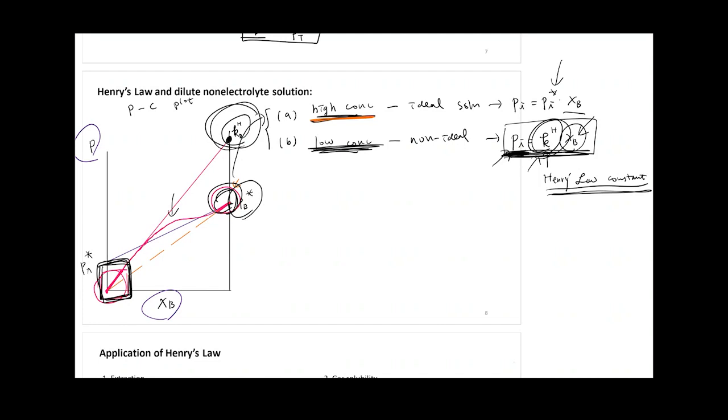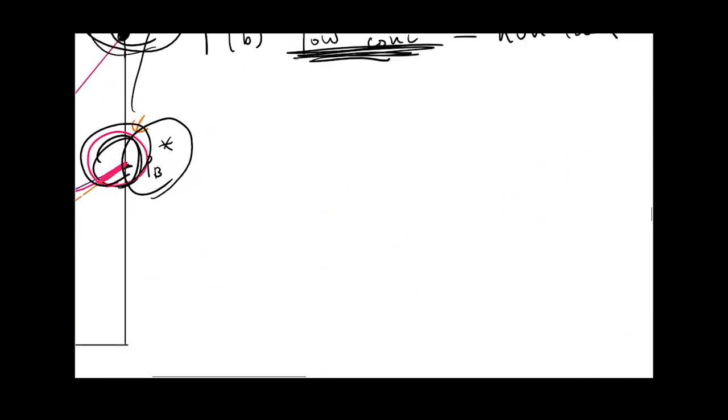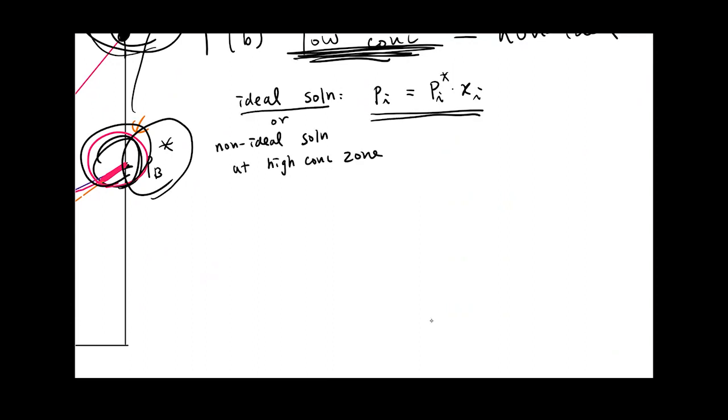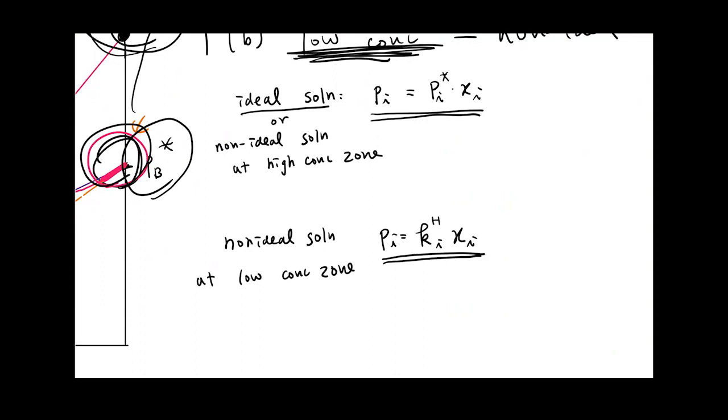All right, so let's put these things down again so you will see them better. For the ideal solution, we know you can calculate the vapor pressure of a substance i using P_i star times the mole fraction of i, right? This equation is also true for the non-ideal solution when the concentration of your component is very high. But if you have a non-ideal solution in the low concentration zone, then your P_i is going to equal K_H times x_i. So this is the difference between the ideal solution and non-ideal solution at specific zones.